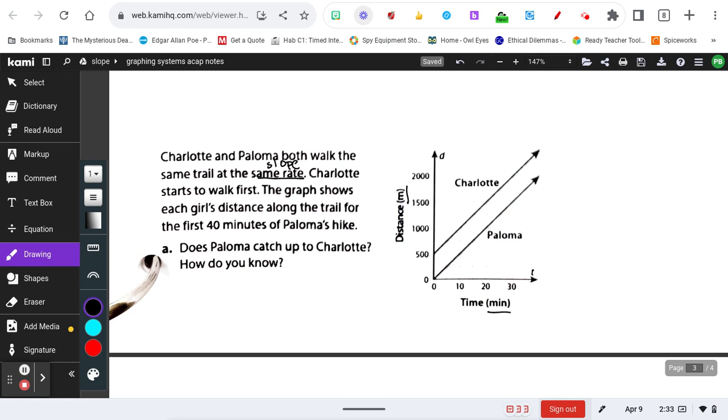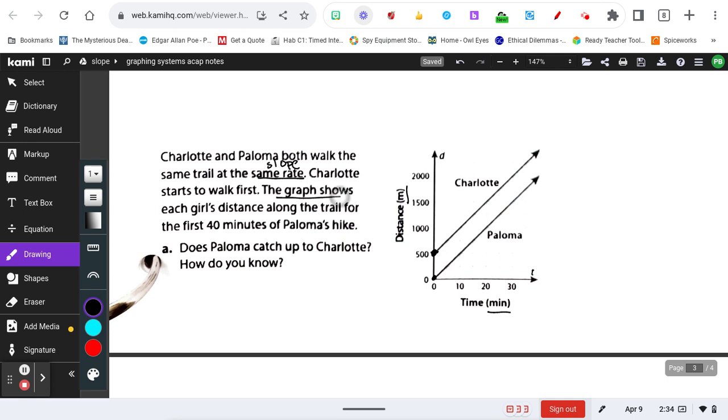Charlotte starts to walk first. So where's Charlotte? If I look at this graph, Charlotte's got a head start. She was already 500 meters ahead of Paloma, which is unfair. Paloma started off at the start line, and Charlotte got to go 500 meters above. I don't get it, but that's the way it is.